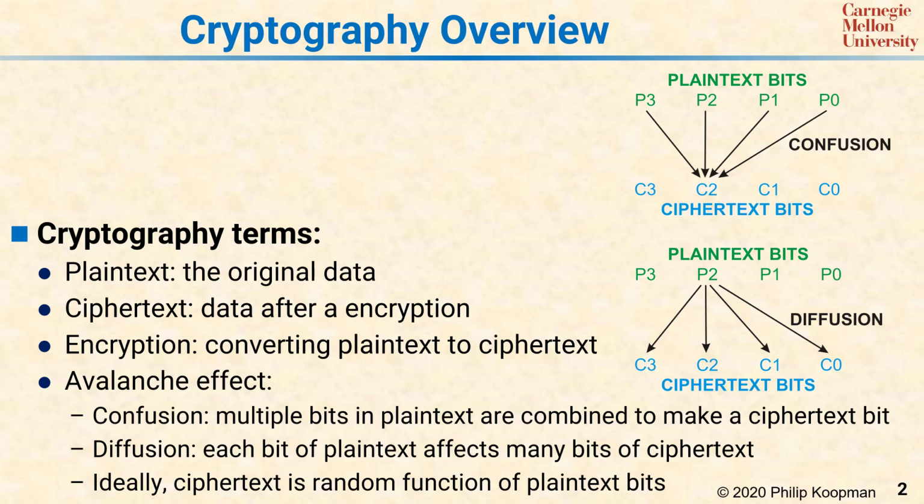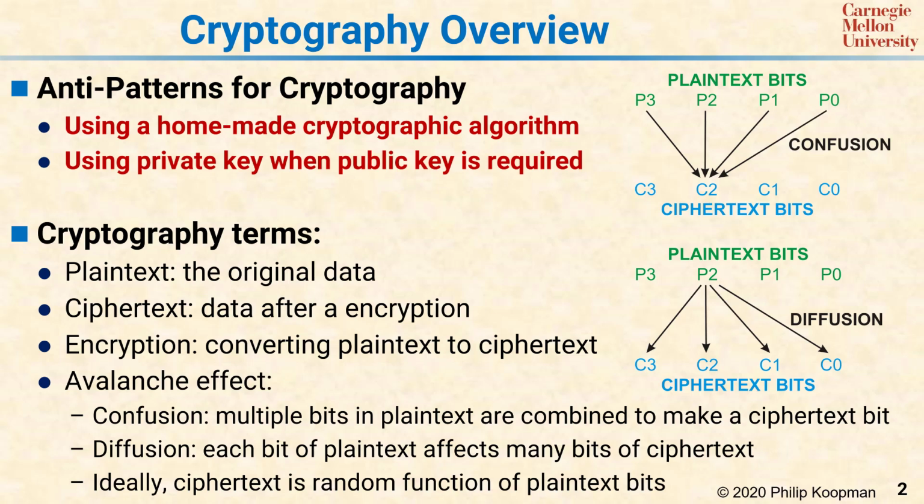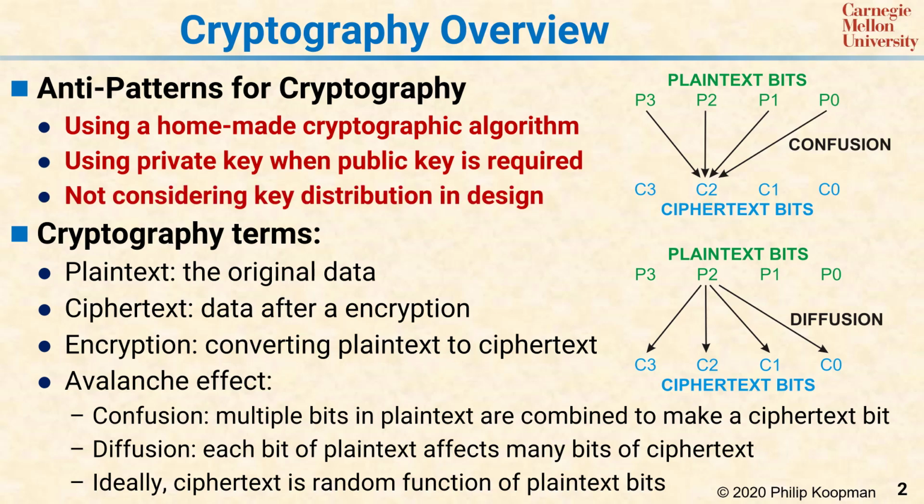There are some common anti-patterns for poor use of cryptography. One is using a homemade cryptographic algorithm. Simplistic algorithms can be broken, and you need to use professionally available, publicly scrutinized algorithms to have any chance of making your cryptography good. The next one is using private keys when a public key algorithm is required, and we'll explain what that means. And the last one is not thinking about key distribution during the design process, where keys are the secret that enables you to convert the plaintext to ciphertext and back.